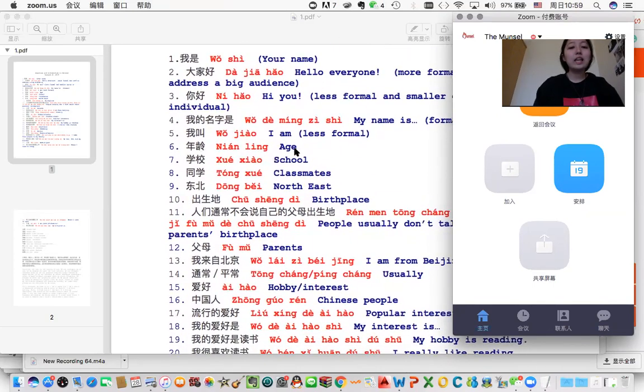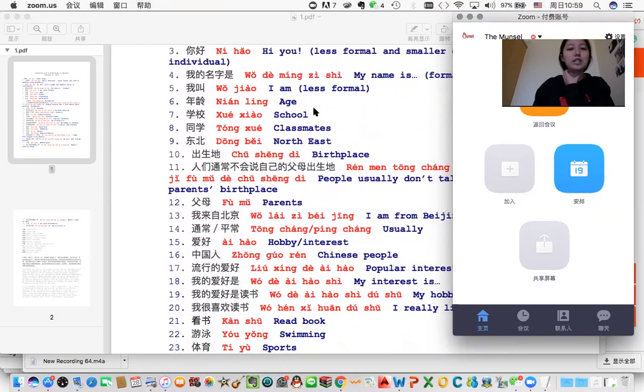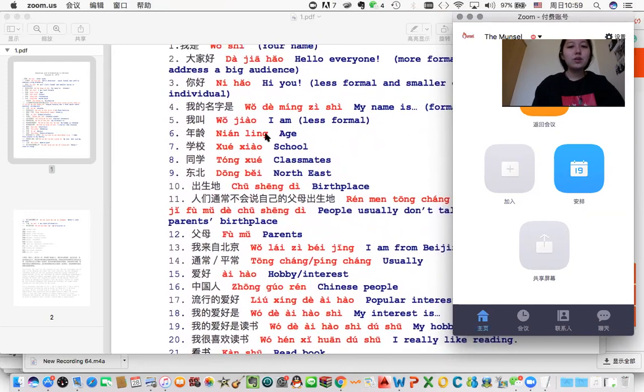Sixth, 年龄, which is age. So you can also say 我的 and change the name to age. 我的年龄是, my age is.